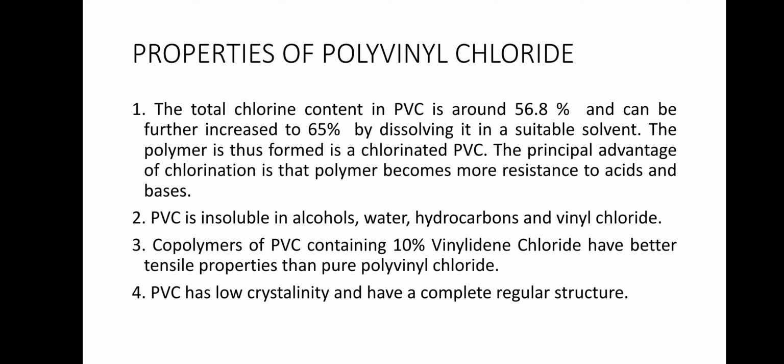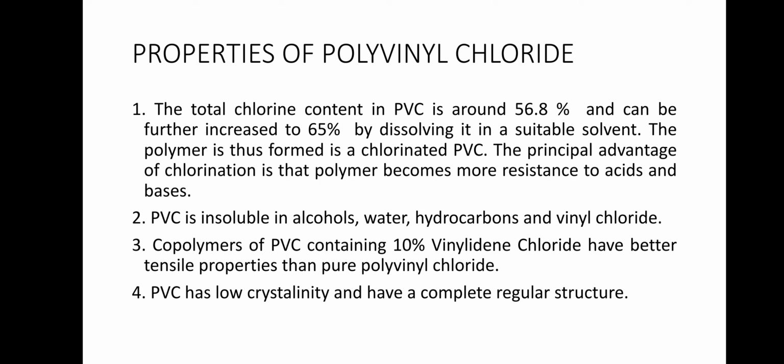Properties of polyvinyl chloride. The total chlorine content in PVC is around 56% and can be further increased to 65% by dissolving it in a suitable solvent. The polymer thus formed is a chlorinated PVC. The principal advantage of chlorination is that the polymer becomes more resistant to acids and bases. PVC is insoluble in alcohols, water, hydrocarbons and vinyl chloride. Copolymers of PVC containing 10% vinylidene chloride have better tensile properties than pure polyvinyl chloride.